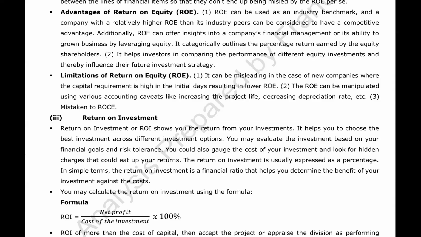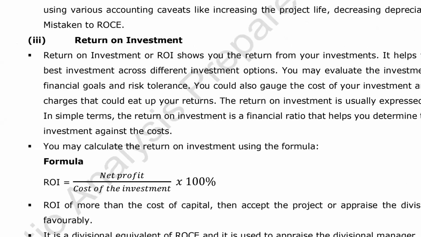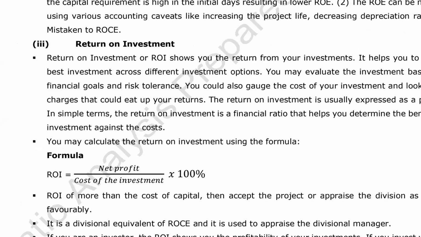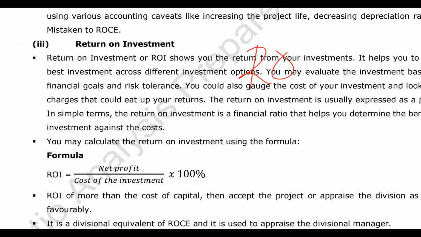The third ratio that we look at is ROI. This is called the return on investment. The return on investment is basically net profit divided by the cost of investment, multiplied by 100. Net profit over the cost of investment multiplied by 100.